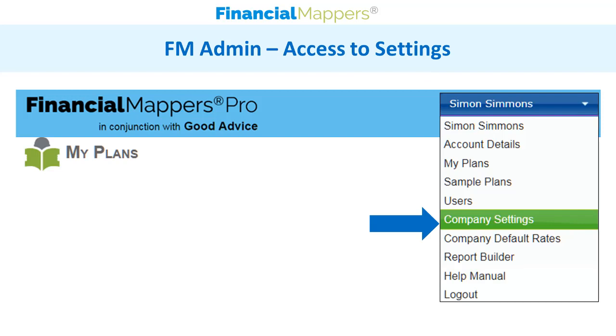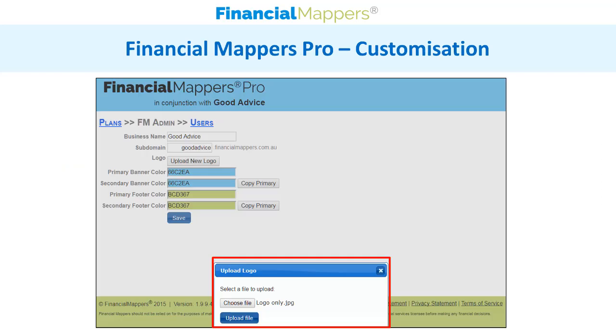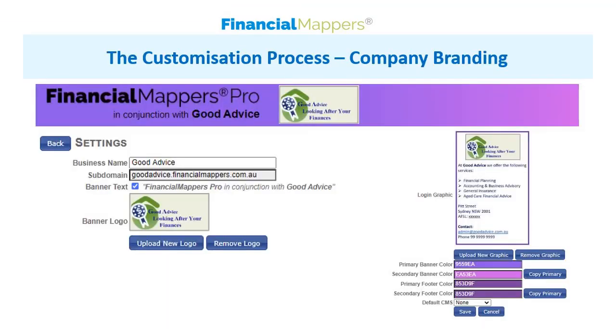Going to the menu, the Chief FM Administrator selects Company Settings from the drop-down options. The company logo is then uploaded and will be displayed on the top of each screen of their staff and clients' Financial Mapper Pro accounts. The colour of the header and footer banners can be customised separately. In both cases, there can be a two-toned panel or a single block of colour.